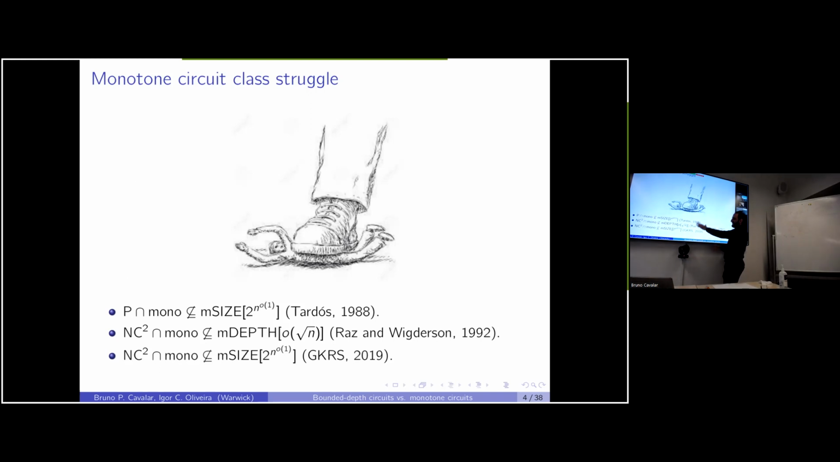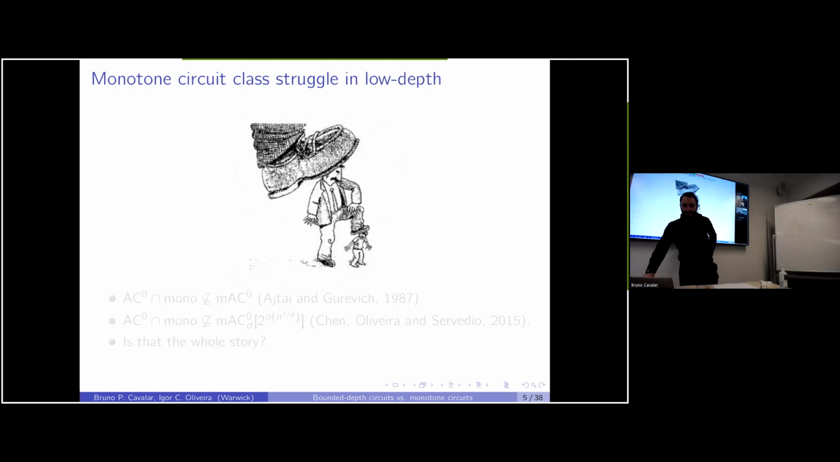And just recently, the separation was improved both ways. So we improved the upper bound of Tardos and the lower bound of Raz and Wigderson. So a monotone function in NC2 with an exponential monotone circuit lower bound, not only a depth lower bound. Okay, and this weakness of monotone circuits was explored also in the context of low depth or constant depth.